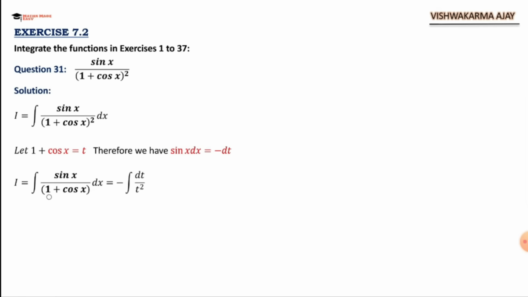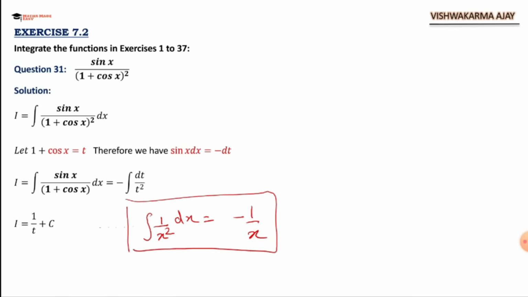So I'm going to write the same thing again. Integral of sin x upon 1 plus cos x the whole square dx can be written as minus of integral dt upon t square, since it is 1 plus cos x the whole square. So finally, we have 1 upon t square here. We know that actually it's a ready-made formula, the integral of 1 upon x square dx is equal to minus 1 upon x. Just a quick reference result you can always use.